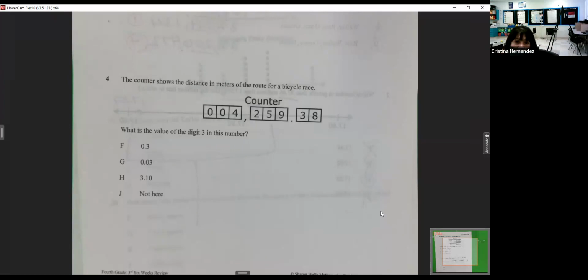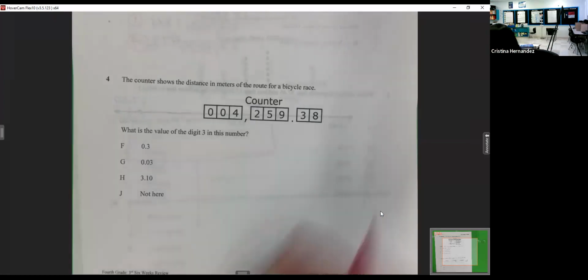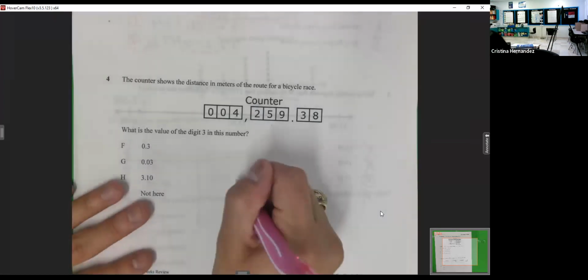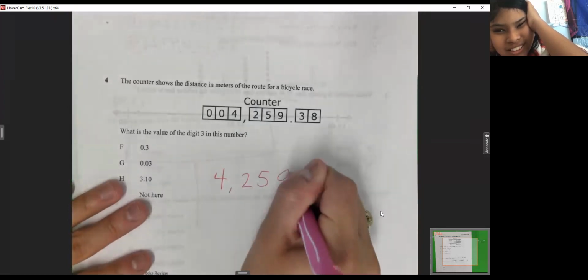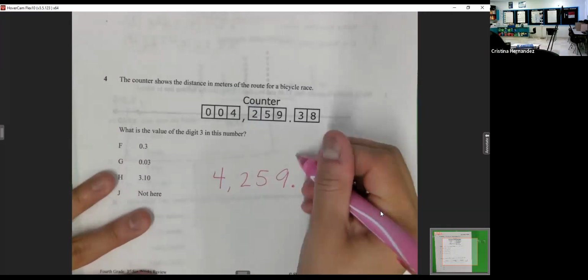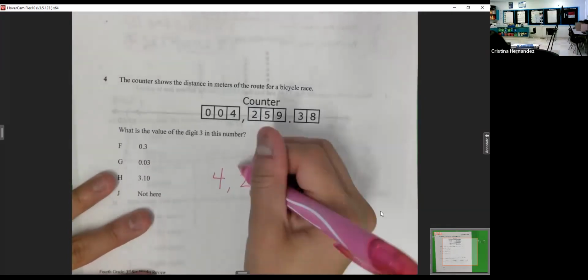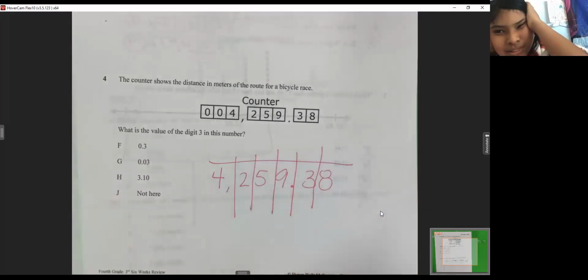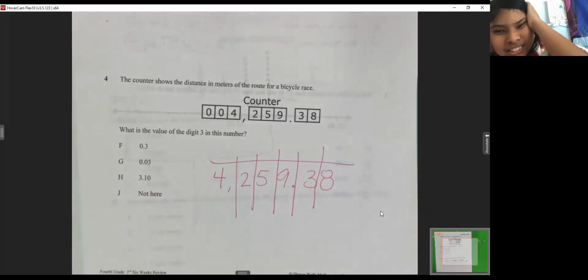I found my answer. The counter shows the distance in meters of the route for a bicycle race. Which is the value of the digit in the place over here? Let me write my number down here. Decimal. What place is the 8 in? The decimal. What place though?